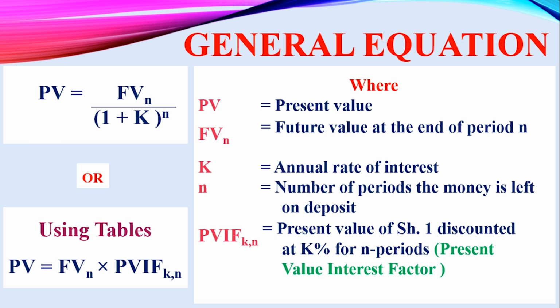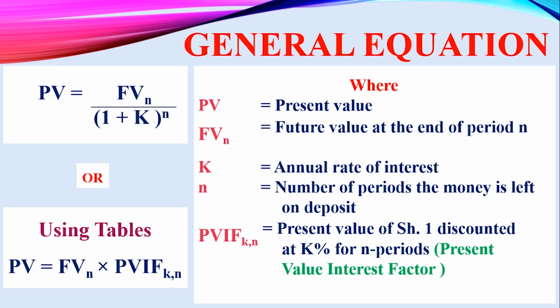When we are using tables to get the future value, we said that the future value of n is given by, you take the present value, but now you multiply this by the future value interest factor, k, n. Now, in this case, you are getting the future value. Therefore, you multiply by the future value interest factor. Here, we are looking for the present value. Therefore, we take the future value, we multiply that by the present value interest factor.